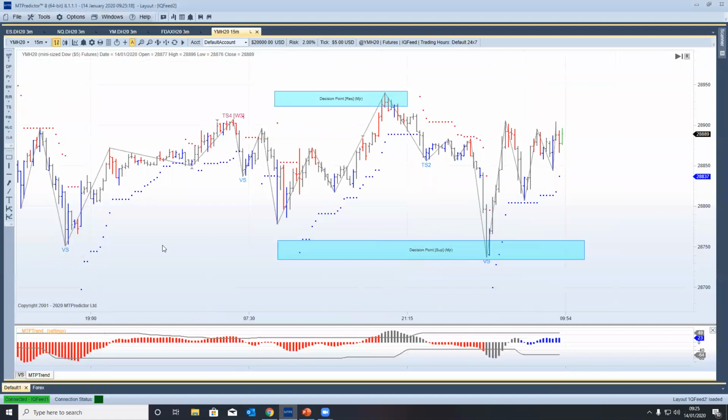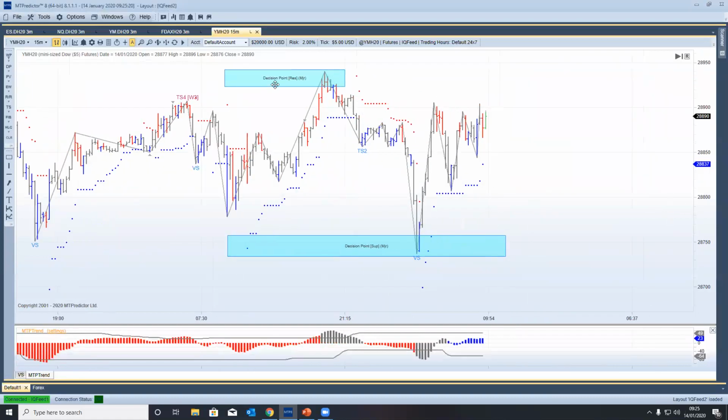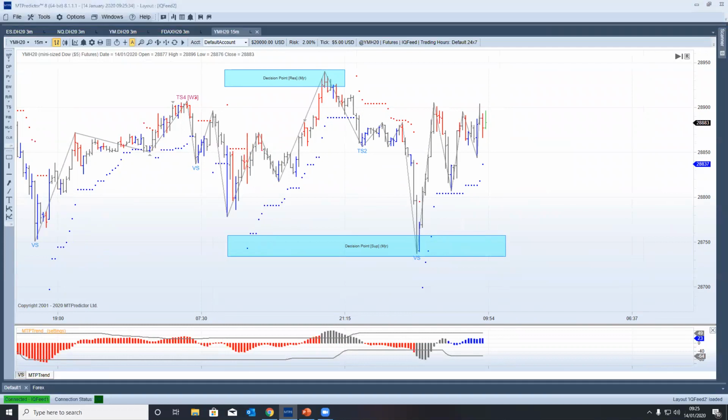Right. Are there any questions on what swings to use for our DPs? Because again, this is the most vital thing to do. And as you can see, if you do this correctly, then the DPs do work really, really nicely. In other words, they do give you great setups.